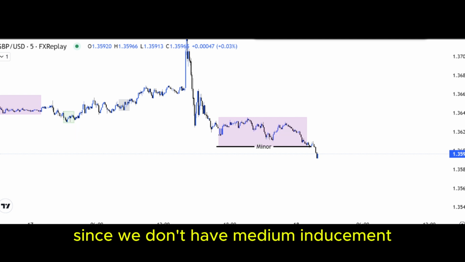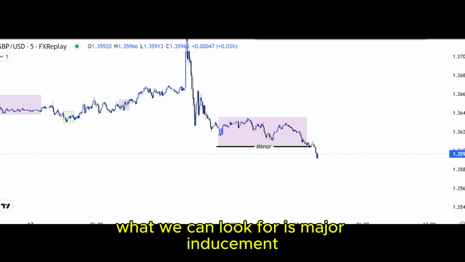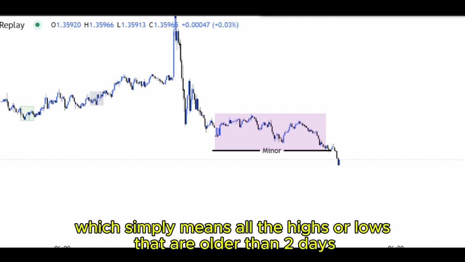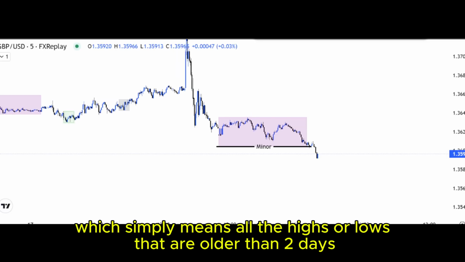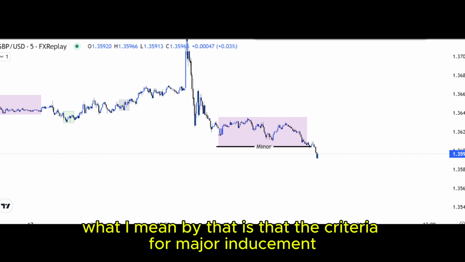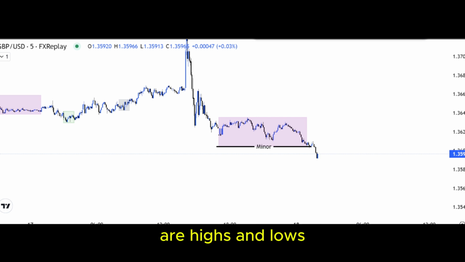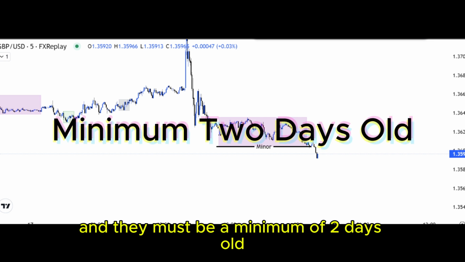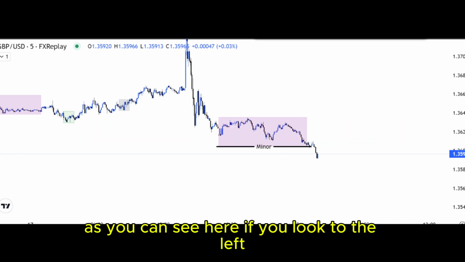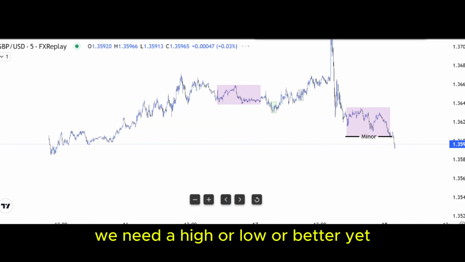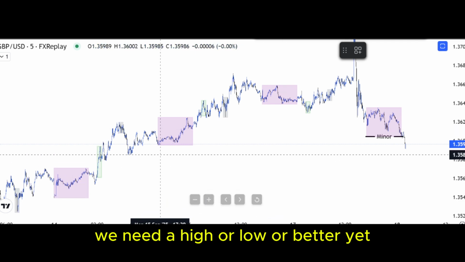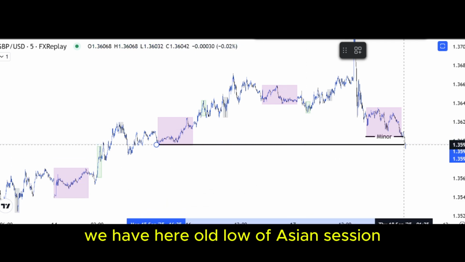Since we don't have medium inducement, what we can look for is major inducement, which simply means all the highs or lows that are older than 2 days. What I mean by that is that the criteria for major inducement are highs and lows that we will use as liquidity, and they must be a minimum of 2 days old. As you can see here, if you look to the left, we need a high or low, or better yet, we have here old low of Asian session.